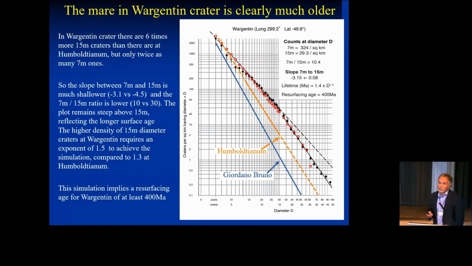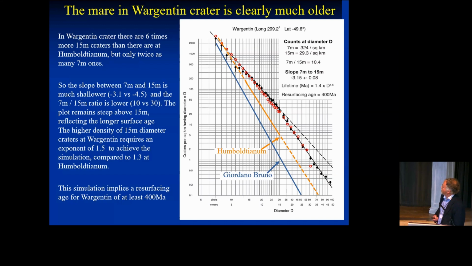Now let's look at an older site. This is Wargentin, if I've pronounced that correctly, an ancient crater in the Southern Highlands, which has been filled with lava quite deeply. And at this particular crater, there are 6 times more 15 meter diameter craters than at Humboldtianum, but only twice as many 7 meter ones. So the slope is shallower still, only minus 3.1, and a much lower ratio of 7 meter to 15 meter craters.